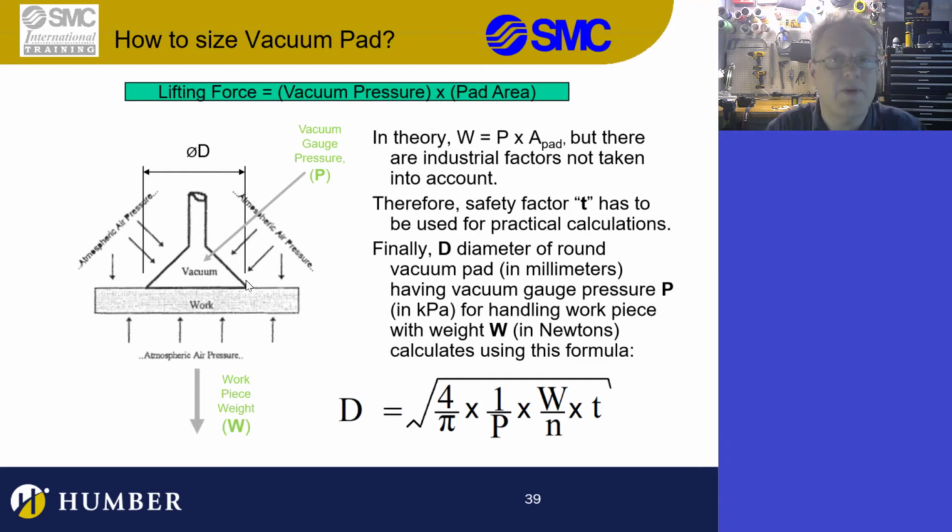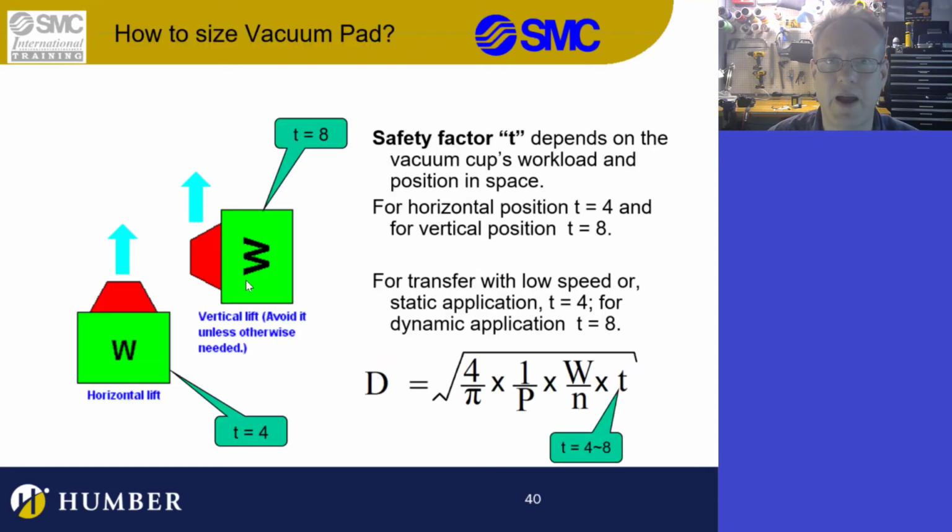The D is the diameter of the cup, and that calculates the area, just like the piston diameter. From there, you can say, if I have a certain weight and I'm working with a certain pressure, what diameter cup do I need? And what safety factor do I have to put into it? There are two safety factors. One is to multiply whatever you get by 4. We put that right in the formula, so whatever the suction cup requires, you multiply that by 4. So it's a really strong connection.